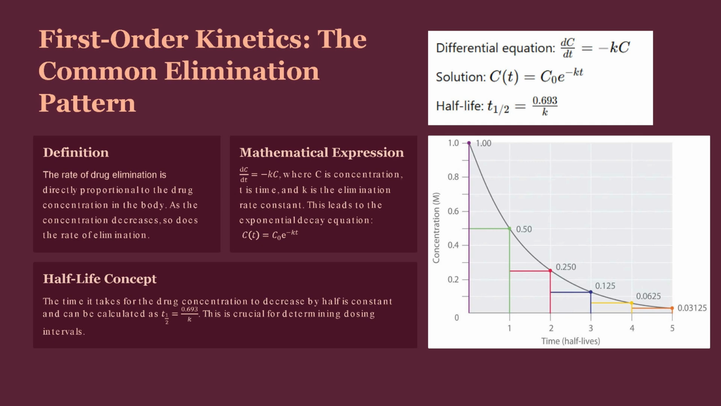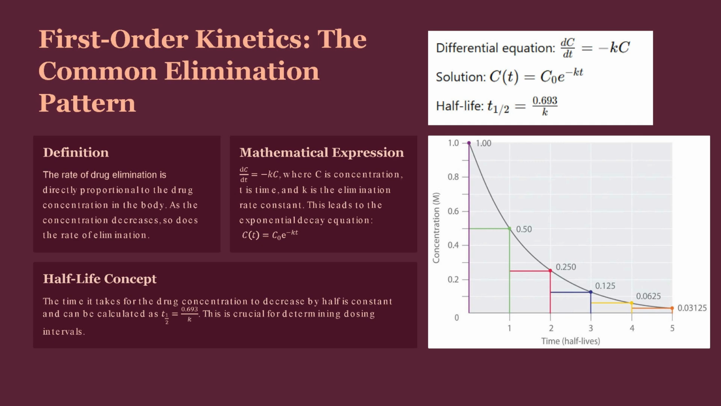One key concept in first-order kinetics is the half-life, which is the time required for the drug concentration to decrease to half of its initial value. This is calculated using the formula t1/2 equals ln2 over k. What makes the half-life unique in first-order kinetics is that it remains constant regardless of the initial concentration, which simplifies dosing regimens and predictions about how long a drug will remain active in the body.